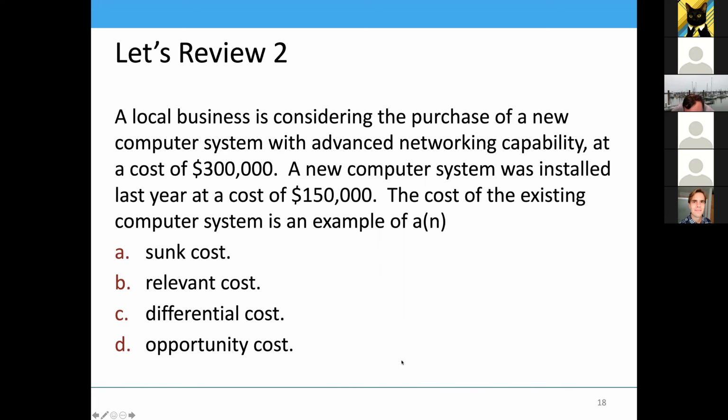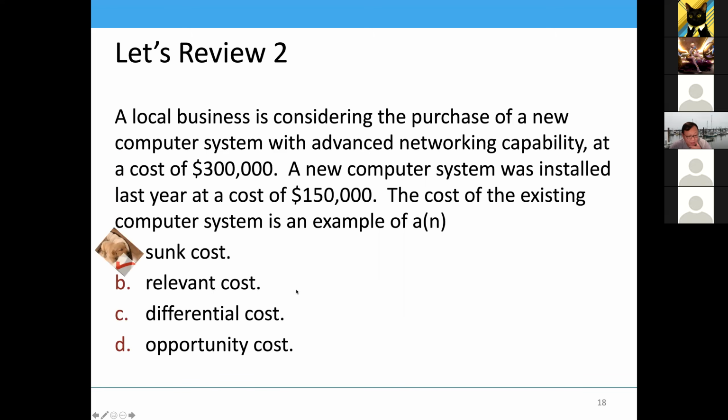Okay, so Dan Pearson. Would that be a sunk cost? A? The sunk cost. That's right. It is a sunk cost. Thank you. So what happened is they are considering whether they're going to purchase a new computer system. But last year they installed a system that cost $150,000. So it doesn't matter whether you install a new system, right? That $150,000 was already incurred and you cannot get it back, right? So that's a sunk cost.